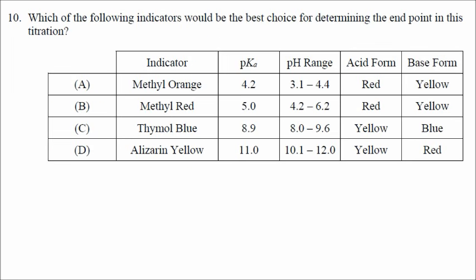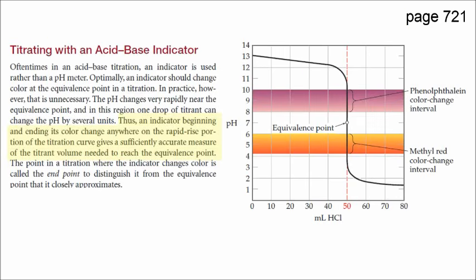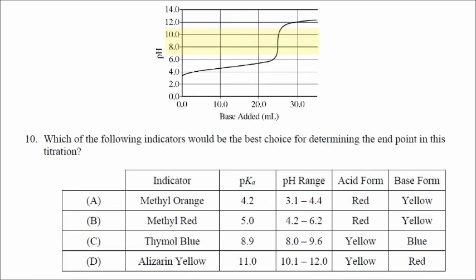Number 10 is asking which indicator would be the best choice for determining the endpoint. Remember that you want the indicator to go through its color change as close to the equivalence point as possible. So you want the color change to be anywhere along the rapid rise portion of the curve. Well, the rapid rise portion of the curve in this case is around 8 to 10. So therefore, thymol blue would be the best choice of indicator.